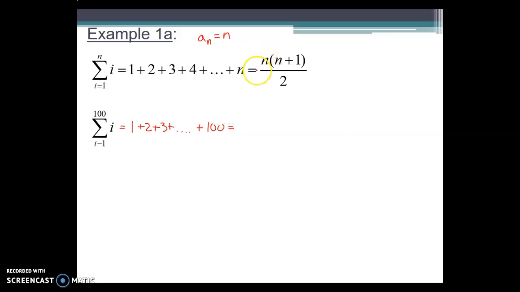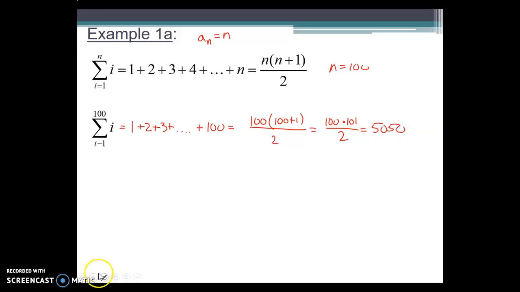And in order to do that, we could simply follow this formula. So n is 100 in this particular example down here. So you plug in n equals 100 and evaluate it pretty easily. And that is 5,050.